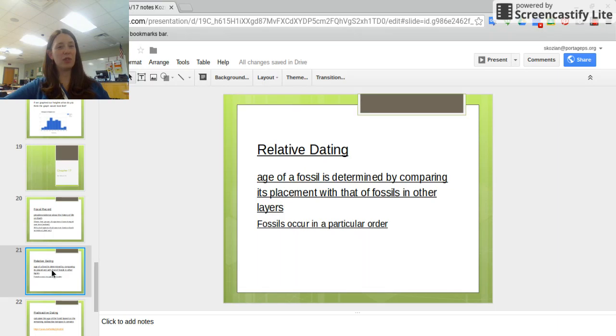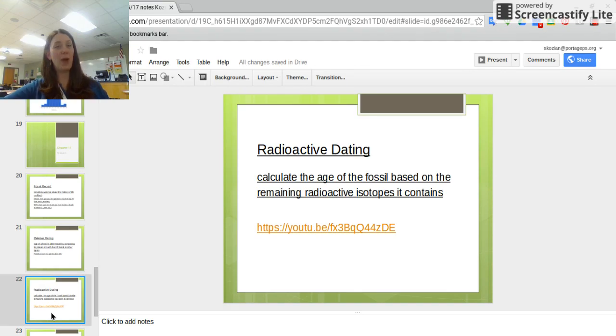But if we want to get a little more specific and a little more exact about how old a fossil is, we use radioactive dating. What radioactive dating does is it uses different isotopes that we know are present in living things. One of them is called carbon-14. That's one of the most common ones that's used. And it uses the predictable decay of those isotopes to determine how old an organism is.